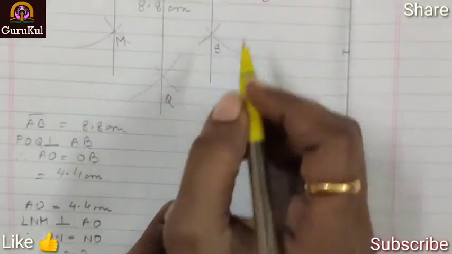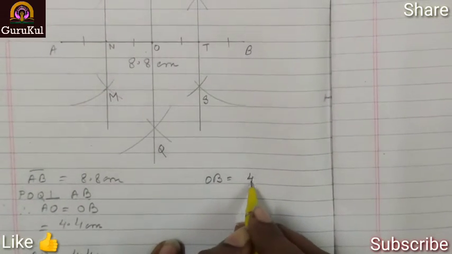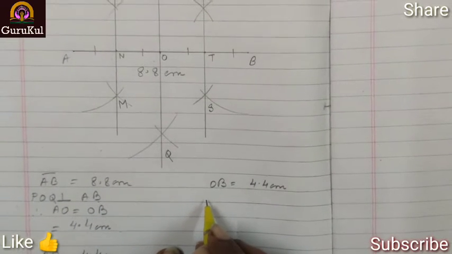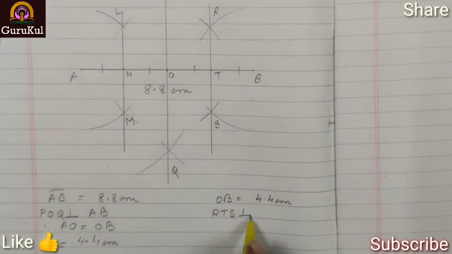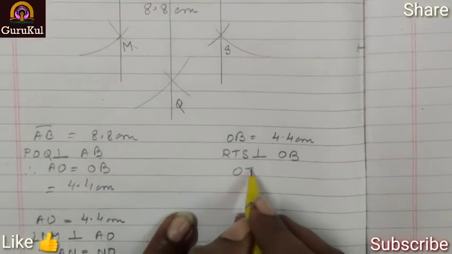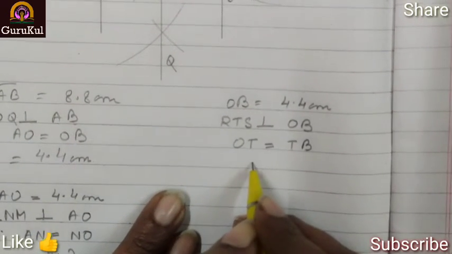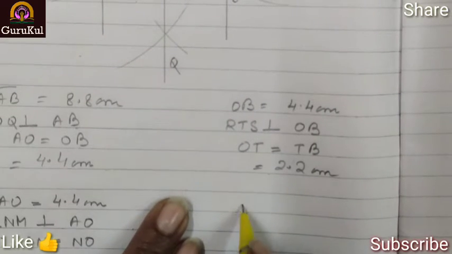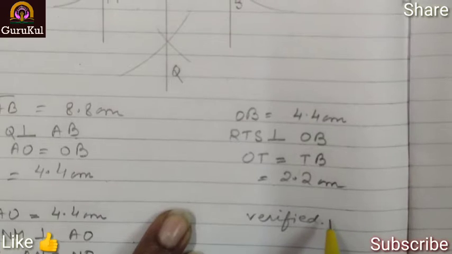Now next part OB. OB is also 4.4 centimeter. We have drawn the perpendicular line RTS on the line OB. Therefore OT is equal to TB, which is equal to 2.2 centimeter. Everything has been verified.